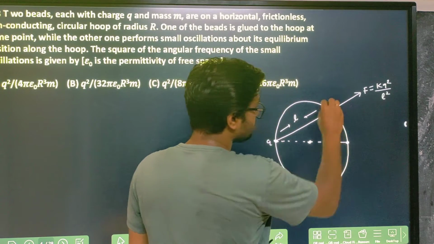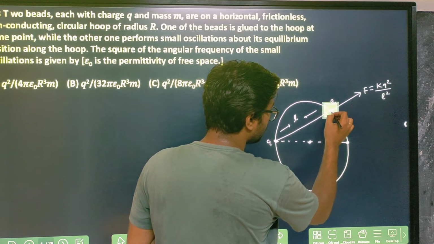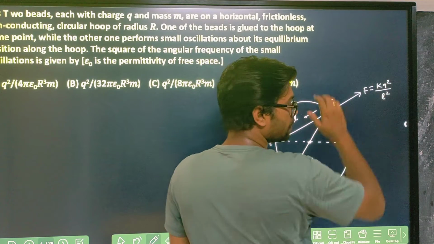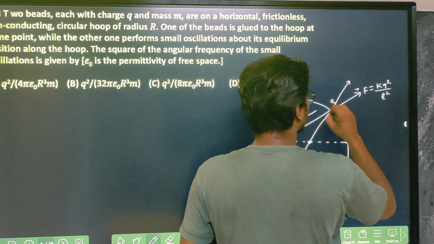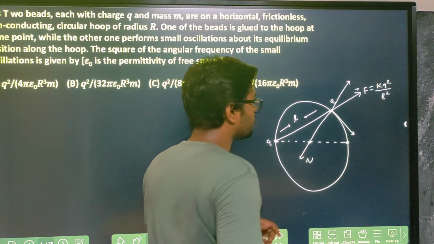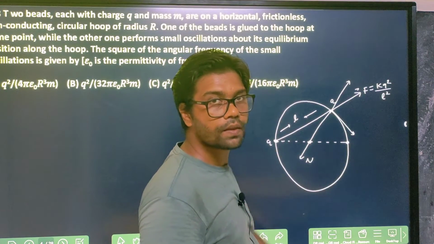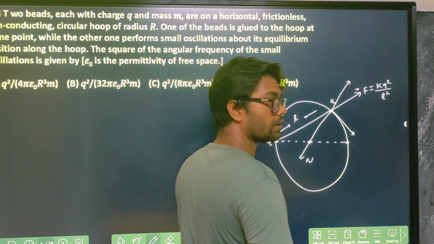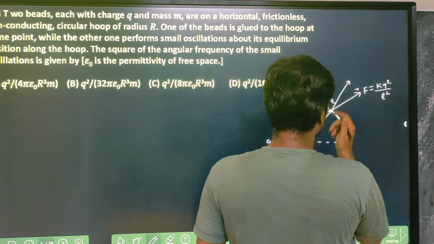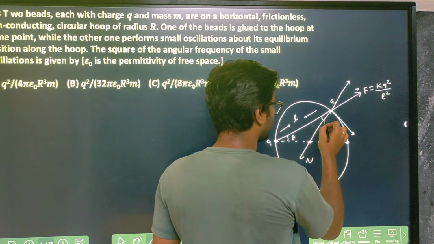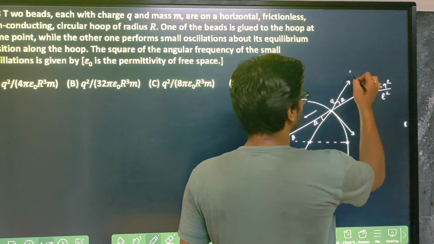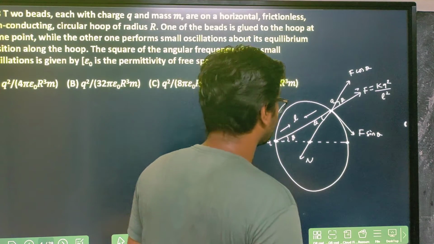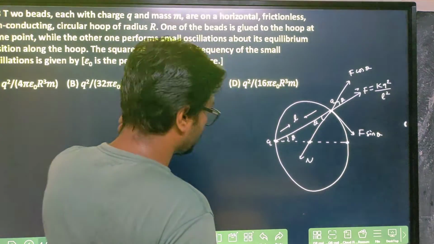And you know that if the bead is there, there will be a normal force by the hoop through the center, right? This will be a normal force. So basically this force will be divided into two components, one component along the normal and one component along the tangent. This tangential force is basically working as your restoring force, right? That tries to bring that bead to this mean position, right? So let's take this angle is theta, and this angle also theta and this angle also theta. So this will be basically F cos theta, and this will be basically F sin theta, right? So F sin theta is your restoring force.